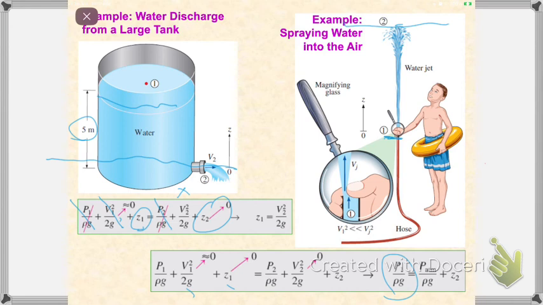With that we are done with this part. It shows the selection of points. Be very careful when you are selecting your points.